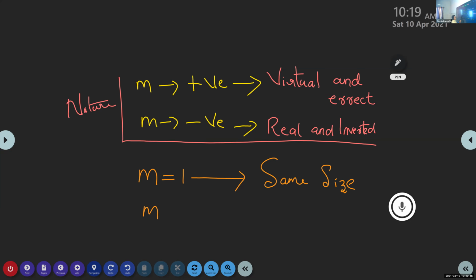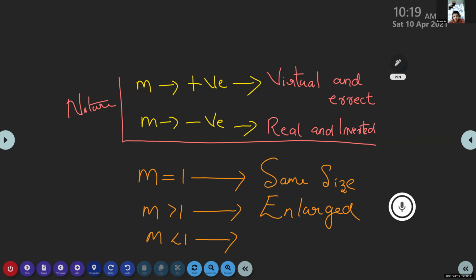If M is greater than 1, large, enlarged image is formed. If M is less than 1, small, small or diminished. Small sized image is formed. So this gives information about the size of the image. So depending upon the value of the M, we can predict the nature and size of the image.